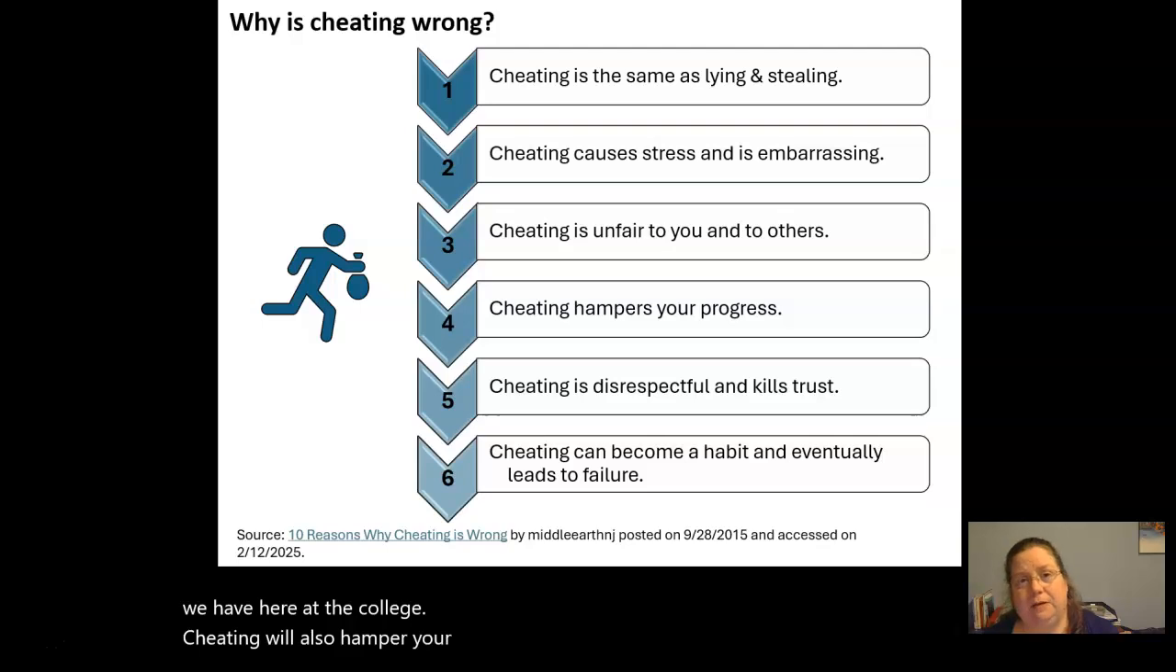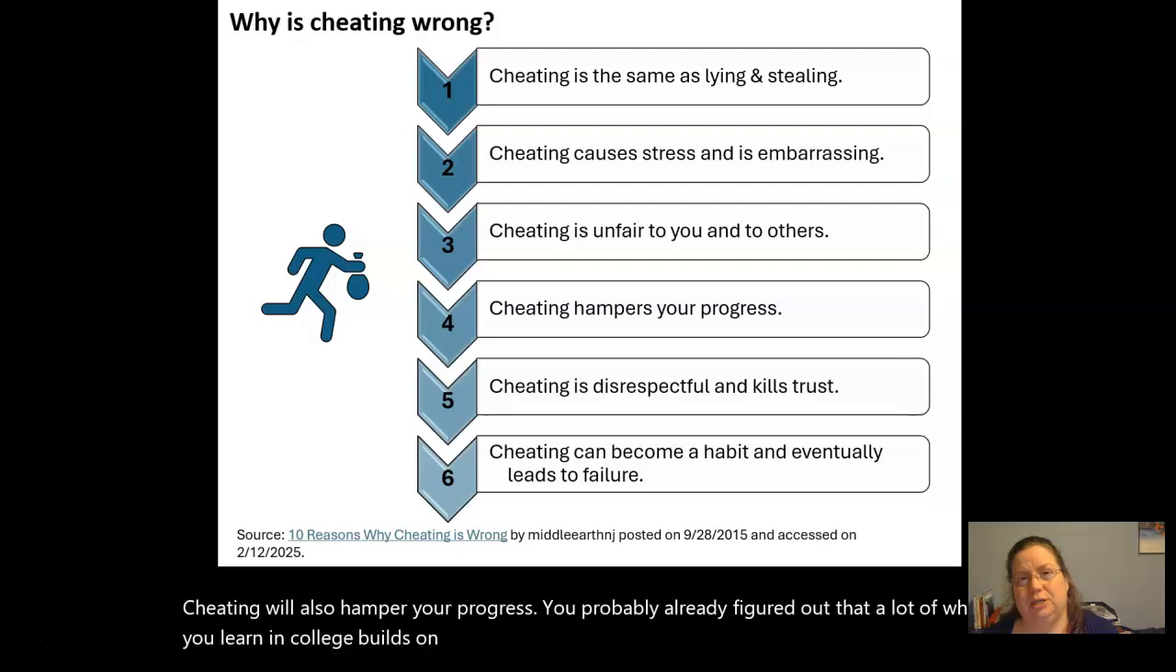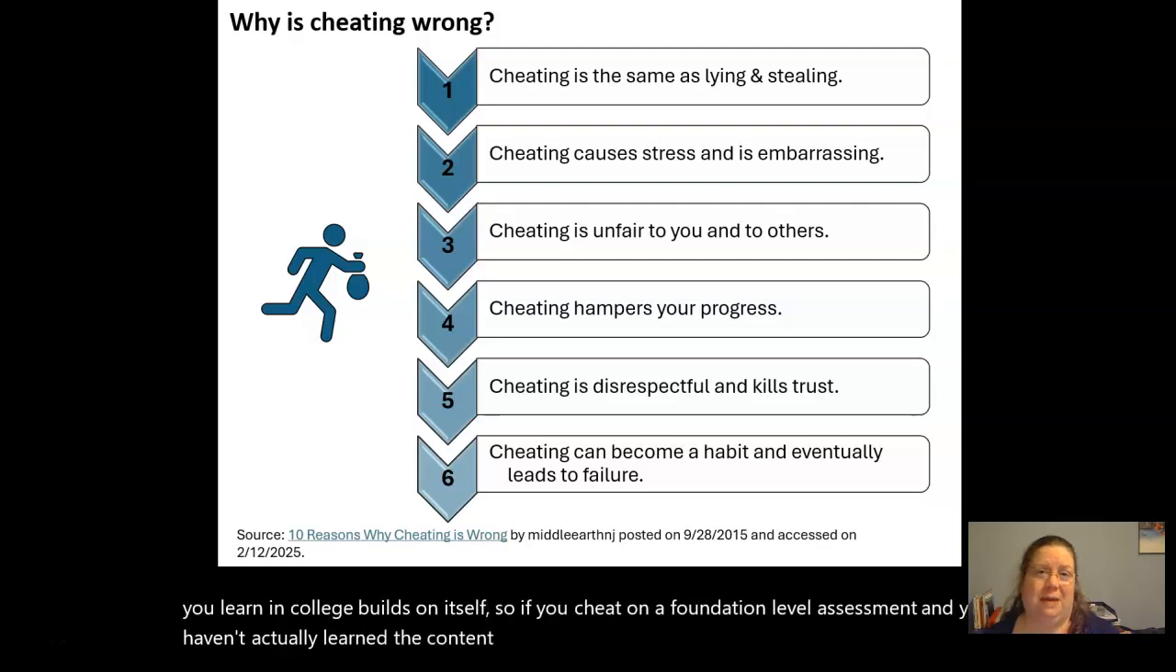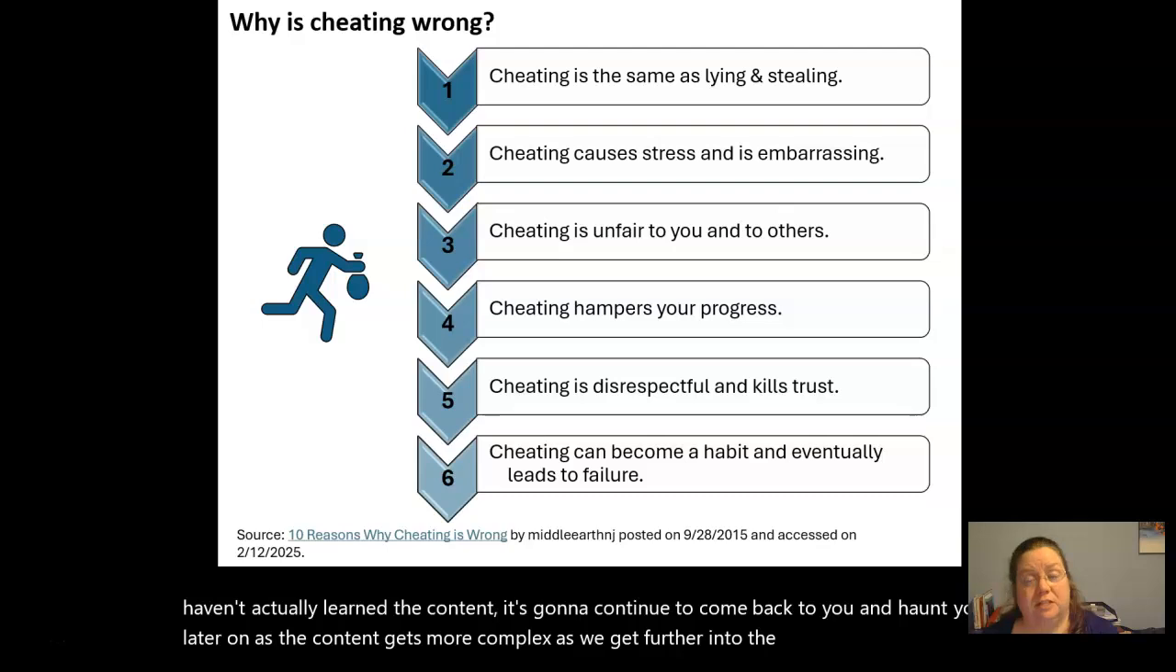You probably already figured out that a lot of what you learn in college builds on itself. So if you cheat on a foundation level assessment and you haven't actually learned the content, it's going to continue to come back to you and haunt you later on as the content gets more complex as we get further into the semester. It's disrespectful.